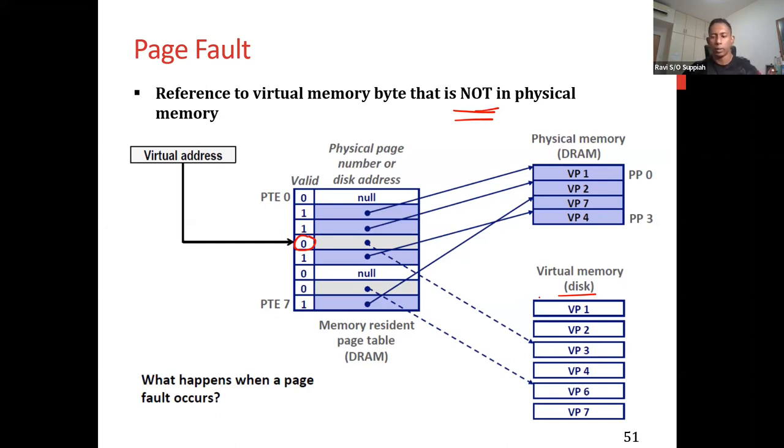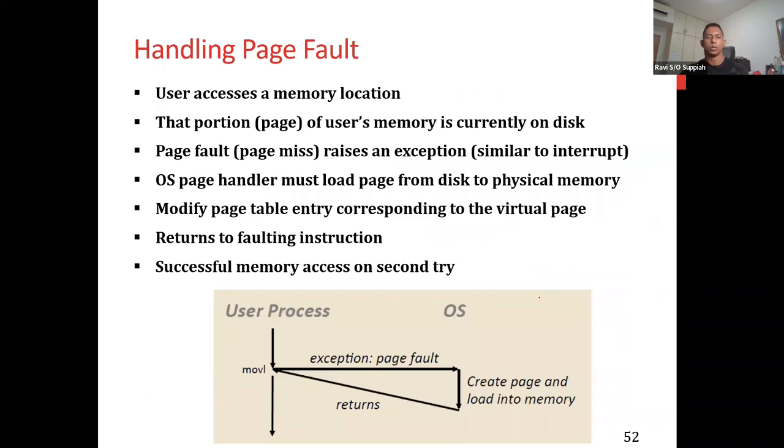So what do I need to do when a page fault occurs? I need to do a few things. Firstly, I need to raise an exception. This is managed in the back end by the OS, so you don't need to worry about it. But once the page fault occurs, the OS is aware that something is wrong with this memory access. So what you will do is you must load the correct page from the hard disk to the DRAM.